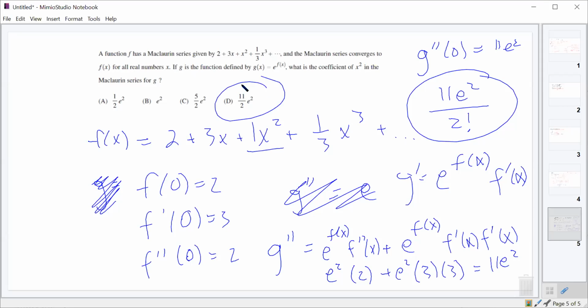Does that make sense? So you have to take the terms from here to find f of 0, f prime of 0, and f double prime of 0. And f double prime of 0 is 2, because this has to be 2 over 2 factorial to give us a 1x squared. Then you take your derivatives of g. G prime is e to the f times f prime, and g double prime is the derivative of that using the product rule. Plug in your zeros for everything to find g double prime of 0, and then divide by the 2 factorial. Good or no?